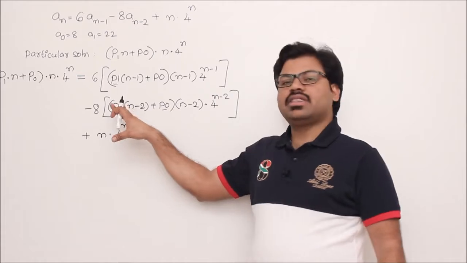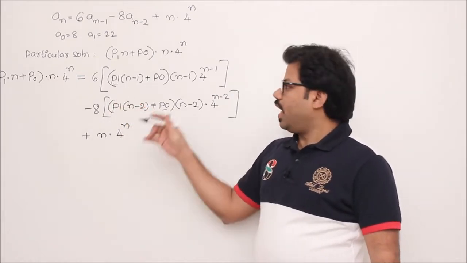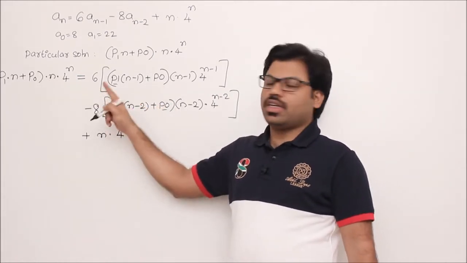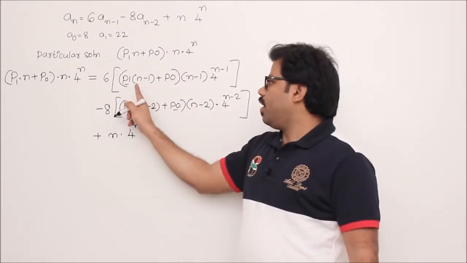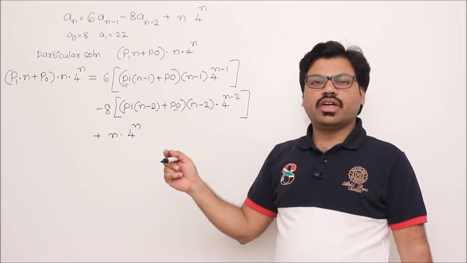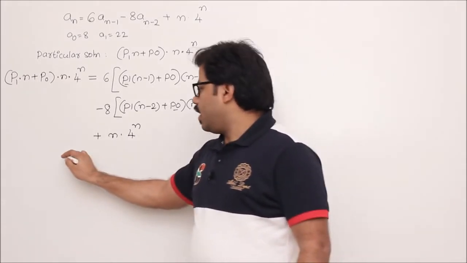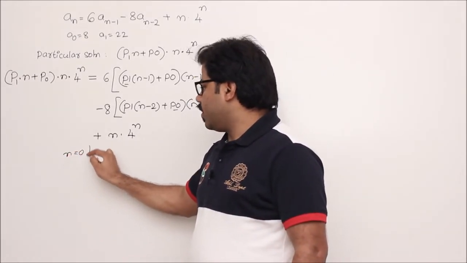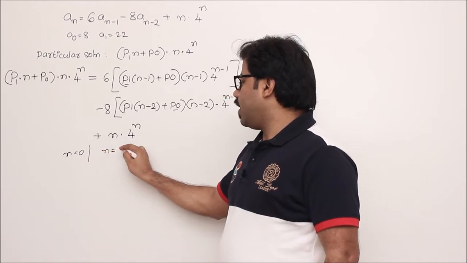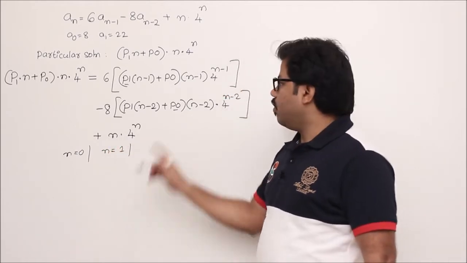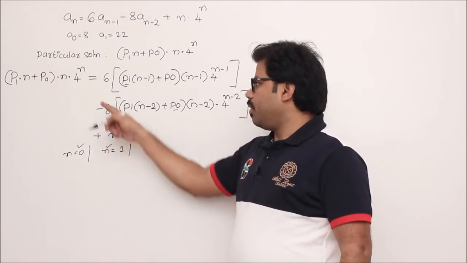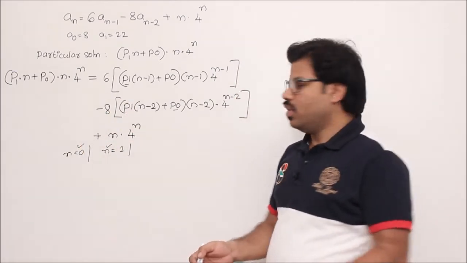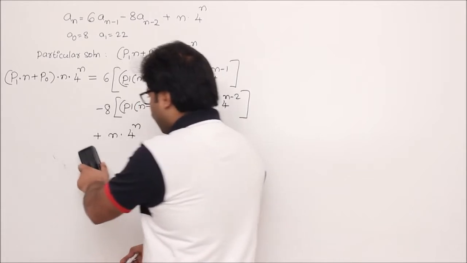Once this step is done, what we did is substitute the particular solution into your recurrence relation. Once it is done, then we have to identify the p naught value and p1 value. How to do that? Simply substitute n equal to 0, you get one equation, and after that you substitute n equal to 1, you get one equation between p naught and p1. These two equations are enough to find the p naught value and p1 value. Let's substitute n value 0 so that you will understand.